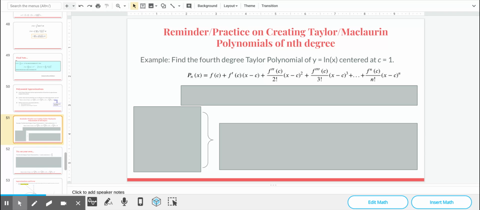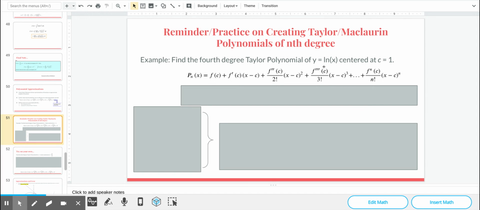But the Taylor polynomial itself isn't going to look as nice as just some coefficient times x squared plus some coefficient times x cubed. That x minus c, or x minus 1 in this case, is going to stay throughout the entire polynomial. Okay, so let's start revealing things just a little bit.